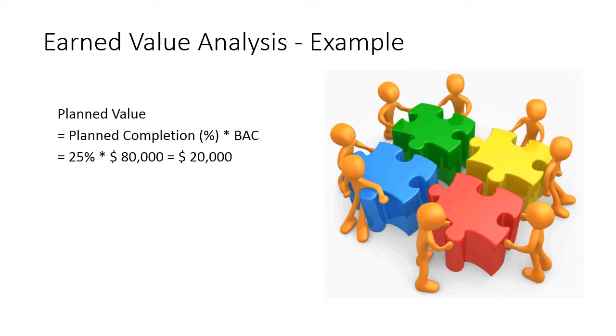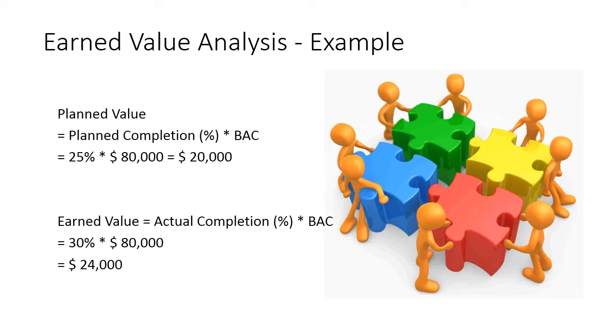PV, or planned value, also called the budgeted cost of work scheduled, is that portion of the approved total cost estimate planned to be spent on an activity during a given period. To get the value of PV, we must multiply planned completion by BAC. From the previous calculation, we got 25% planned completion and $80,000 in BAC, so we got $20,000 for PV.